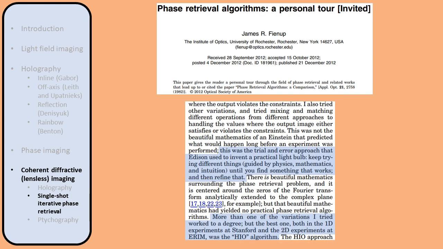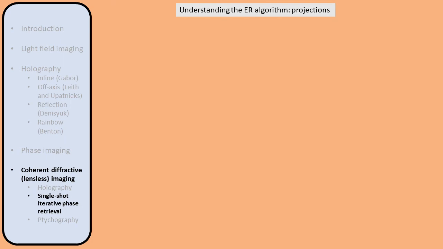In 2012, the inventor commented that to find the HIO algorithm, he used the way that Edison used to invent a practical light bulb. Keep trying different things until you find something that works. So in that sense, it isn't obvious how the success of the HIO algorithm can be explained from fundamental principles. However, we can analyze the algorithms in more detail to gain more insight in them, and to get clues on how to improve them. The ER algorithm, although less effective, is more straightforward, and therefore easier to analyze first.